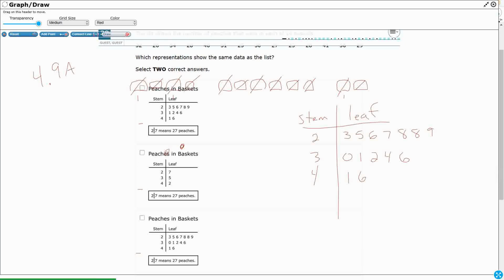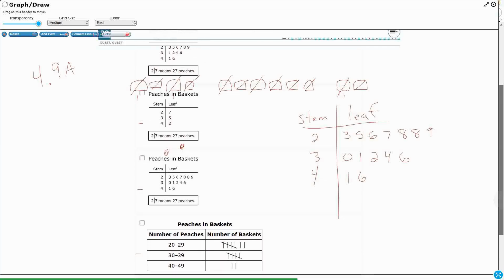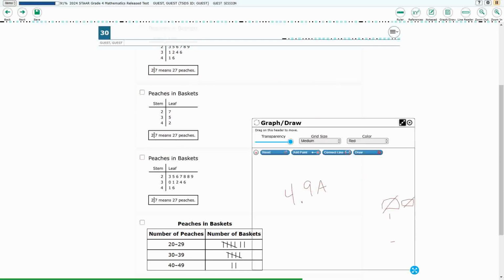The second one is definitely not going to work. They just did one from each randomly. And so it looks like my third one is going to work. That matches. So I can go ahead and mark that.